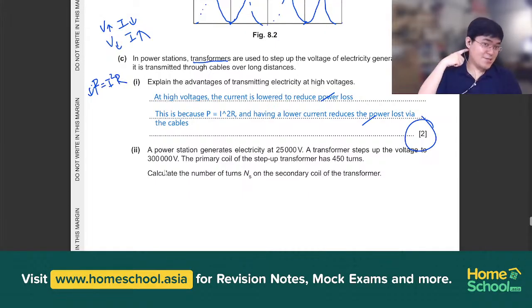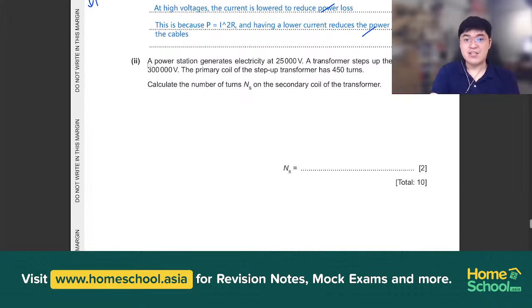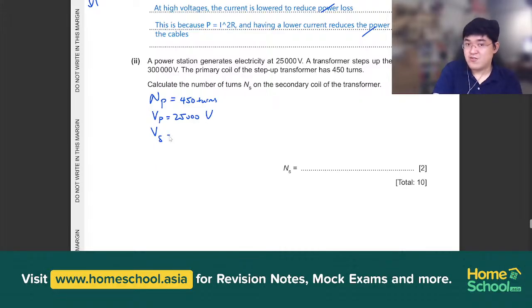Now let's move on to C part 2, where a power station generates electricity at 25,000 volts, and the transformer steps up the voltage to 300,000 volts. The primary coil of the step-up transformer has 450 turns. Let's put down each value properly. Number of turns in the primary coil is 450 turns, the voltage in the primary is 25000, and the voltage in the secondary is 300000 volts.